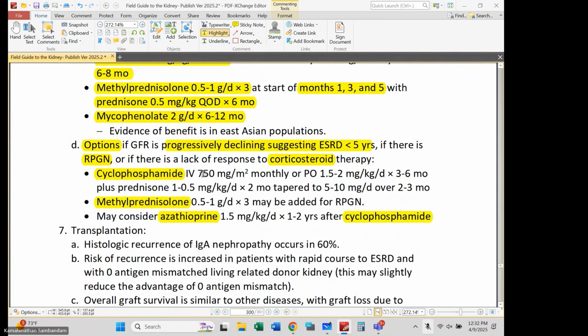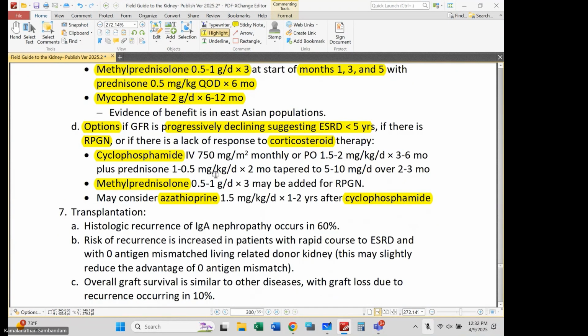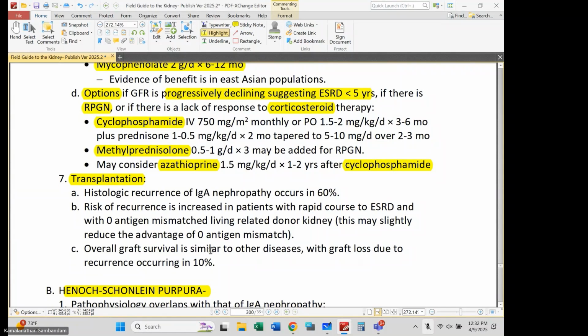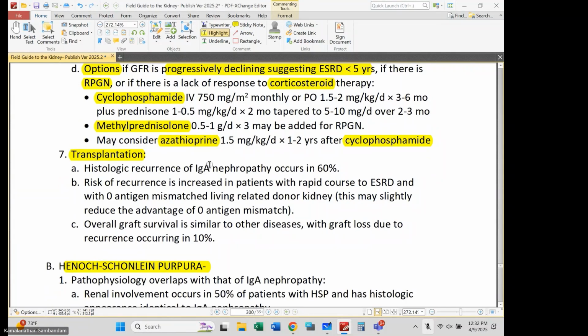So when I'm writing here, lupus protocol cyclophosphamide, you have to accept that this is really uncharted waters. But I've used it in crescentic forms of IgA nephropathy, and I think it works in some cases. Okay, transplantation, IgA nephropathy recurrence, histologic recurrence, it happens very commonly.